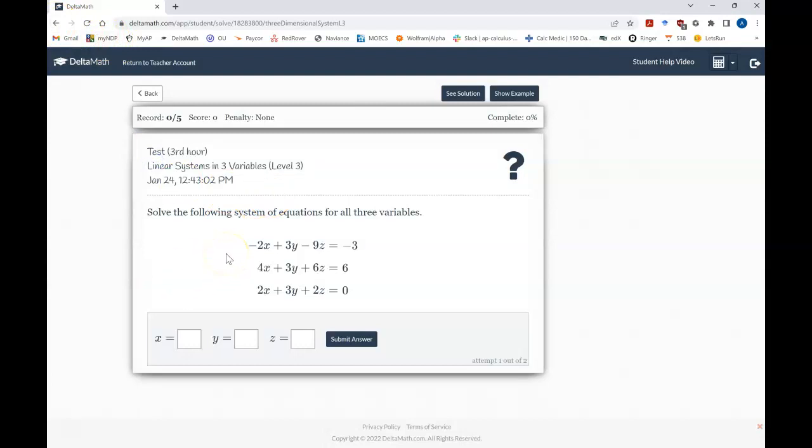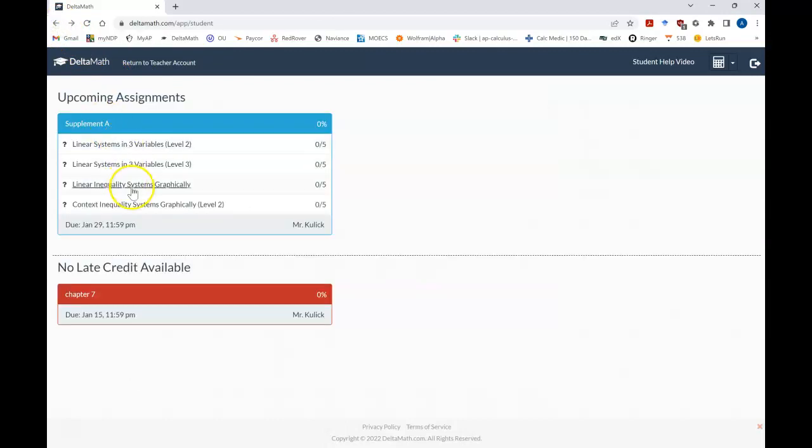There's level 2 and 3. I'm not sure what the difference is. They all look the same to me. So there's probably like the numbers are fractions in one and not fractions in the other. Woo, scary.